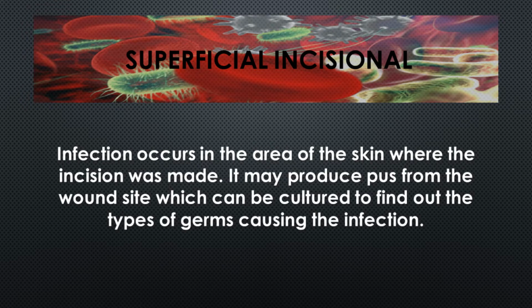The first is superficial incisional. This infection occurs in the area of the skin where the incision was made. It may produce pus from the wound site, which can be cultured to find out the types of germs causing the infection.